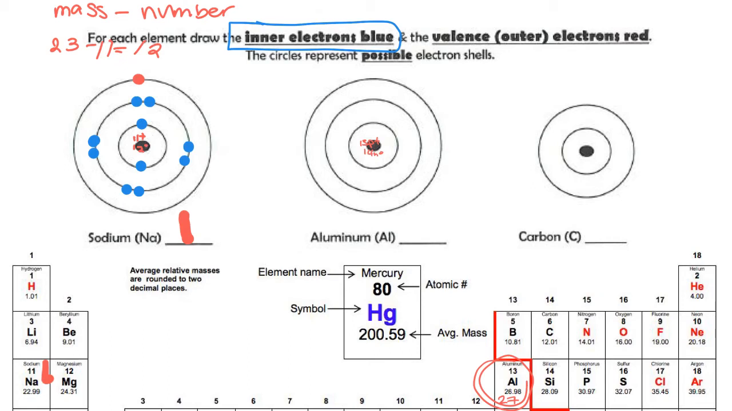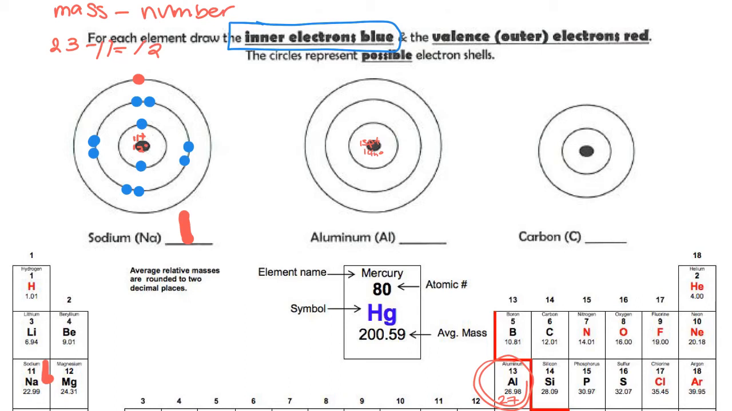And there we go. My nucleus, which has protons and neutrons, is now complete. Now I need to go ahead and figure out how many electrons I'm going to have. So I know that protons and electrons must be the same. So if I have 13 protons, how many electrons must I have?